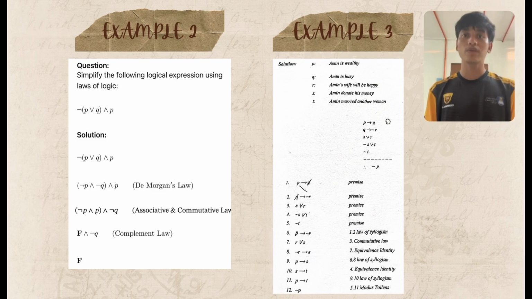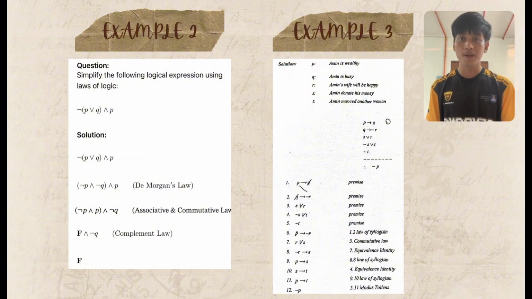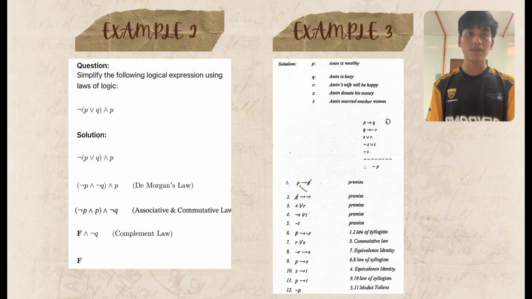And now we move on to example 3. For example 3, I will explain the proof step by step using the rules of inference. Step 1. First, we define all the statements P, Q, R, S, and T. Next, we list all the given premises. These premises are assumed to be true at the start of the proof.